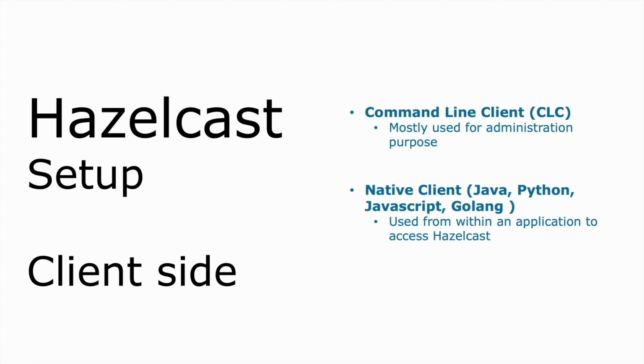And this native client is basically the standard or the most recommended way or the most widely used way to access Hazelcast from within an application. So of course, if you have an application written in Java, you will use the Java library. If you have an application using Python, then you will use the Python library, and same goes for other programming languages.